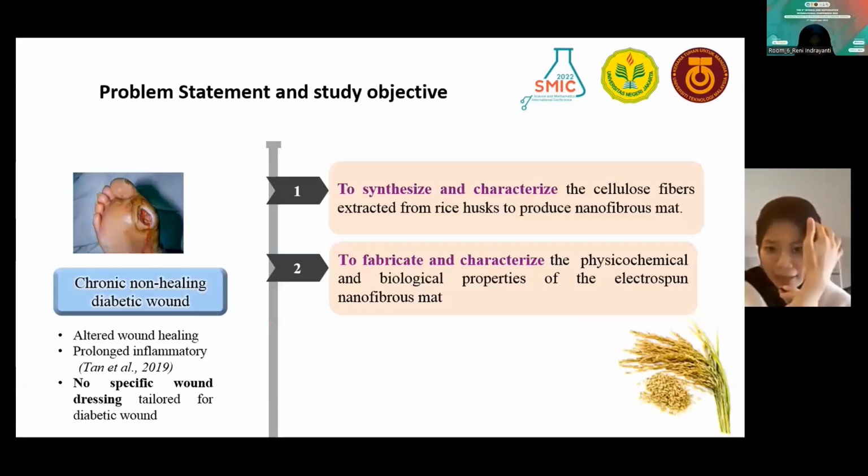So this is the problem statement and the objective of my study. Currently, those who have chronic diabetic wounds have altered wound healing, in which there is a prolonged inflammatory phase, and there is no specific wound dressing tailored for diabetic wounds. Hence, the objective of this study is to synthesize and characterize the cellulose fiber extracted from rice husk to produce a nanofiber mat, to fabricate and characterize the physical-chemical properties of the electrospun nanofiber mats, and to look at the cytocompatibility of the fiber with fibroblast cells.